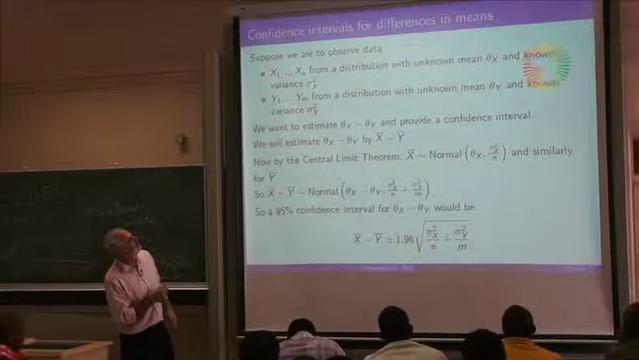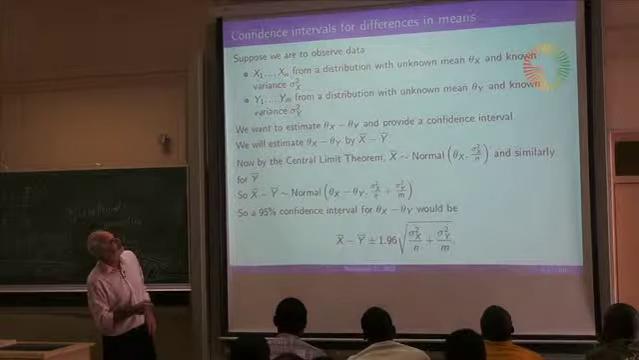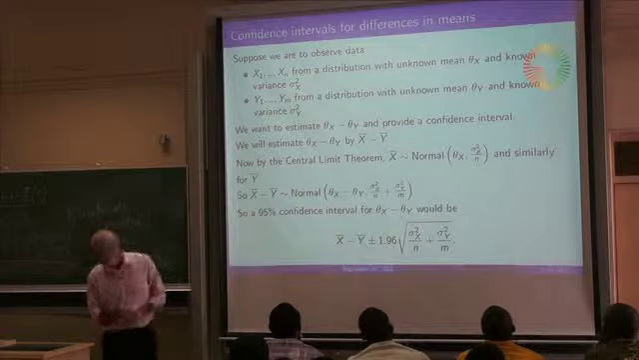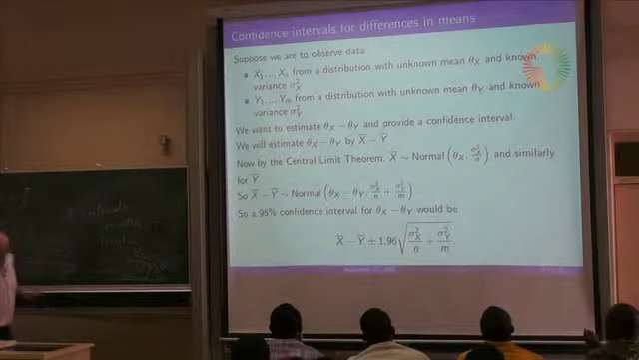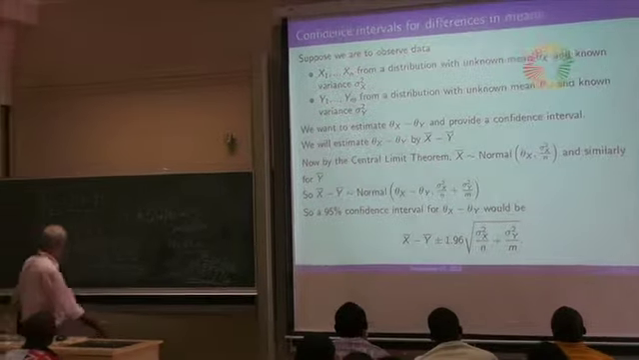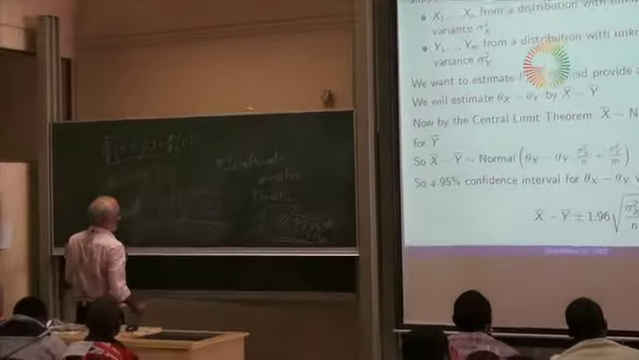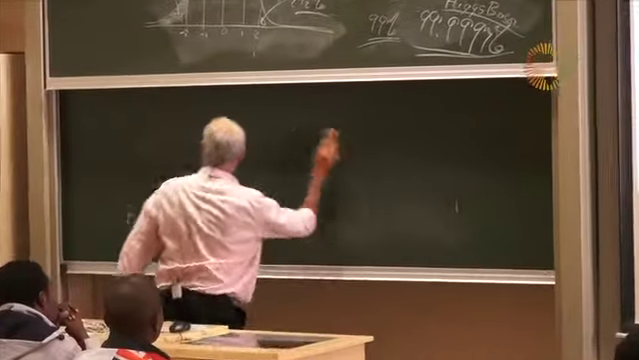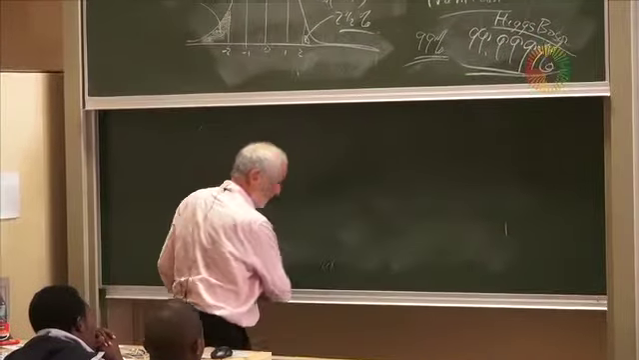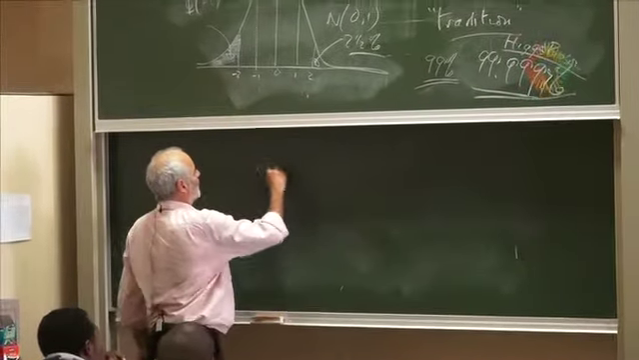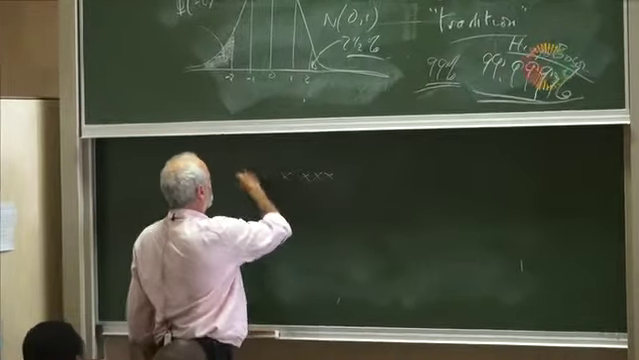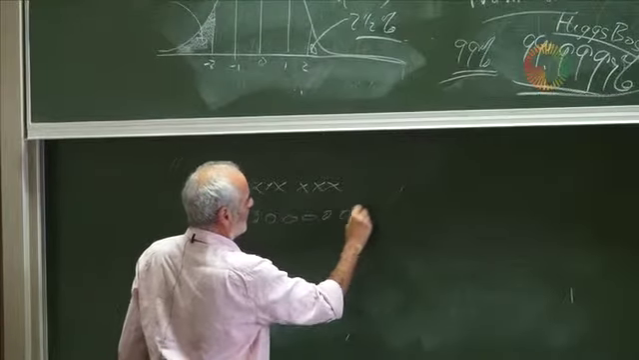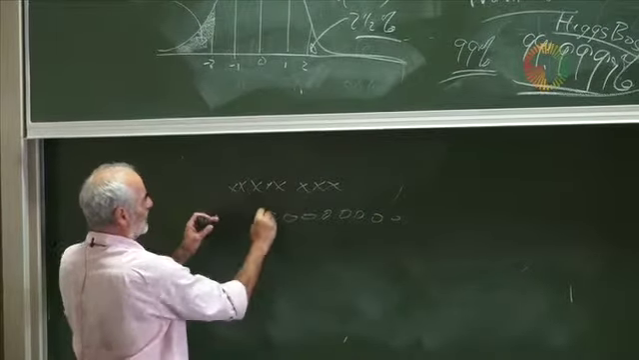So you're observing some observations from a distribution with unknown mean theta x, and I'm going to assume a known variance. Let's say we've got some data on women, looking like that, and some data on men that looks like it might be a bit higher. There's some overlap.